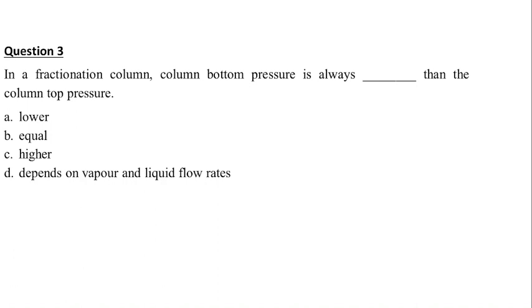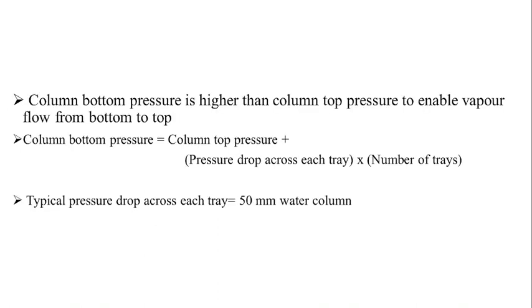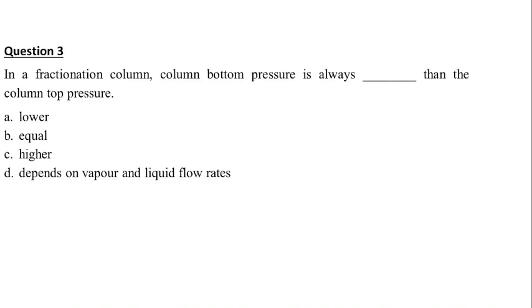Next one, question number 3. In a fractionating column bottom pressure is always dash than column top pressure. We know that the column bottom pressure is always higher than the top pressure in order to allow the vapor to flow from bottom to top. Answer for this question will be C.